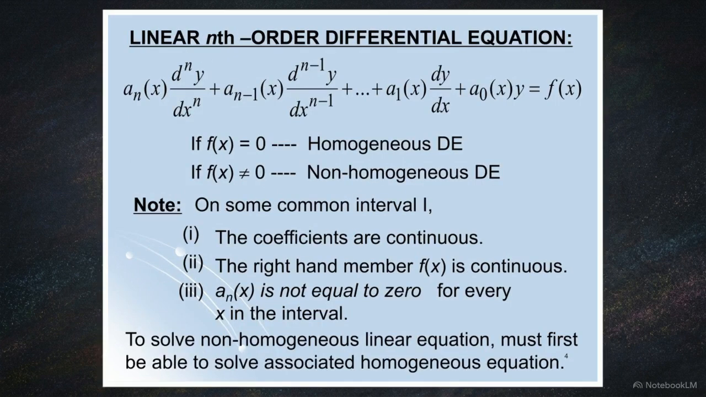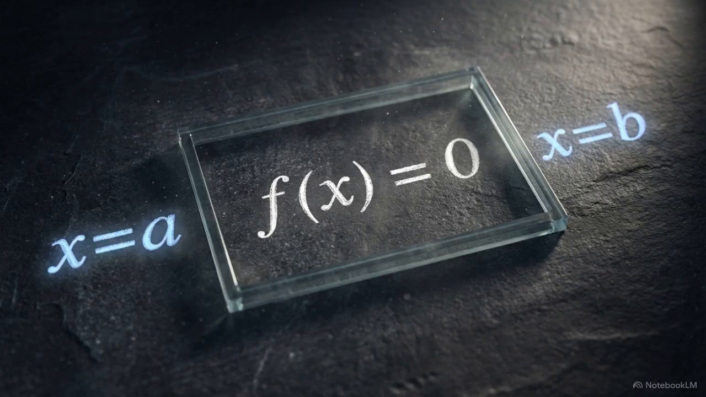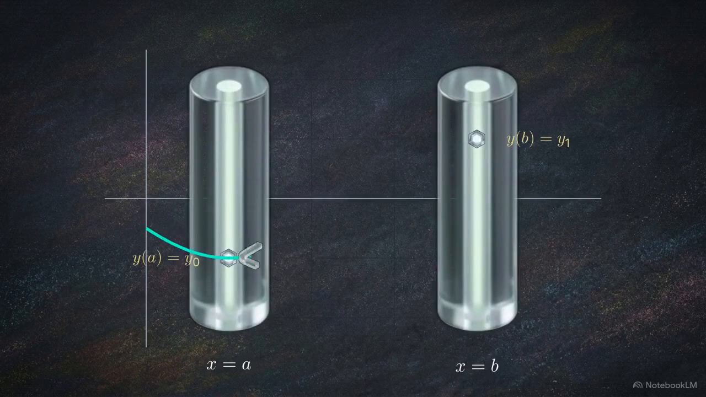To manage these equations, we often focus on the homogeneous state. This occurs when the right-hand member, f of x, is equal to 0. In this context, the equation describes a system's internal dynamics without any external forces acting upon it. Identifying these boundaries and confirming the homogeneous state sets the stage. These constraints allow us to apply the specific mathematical principles needed to construct a complete solution.